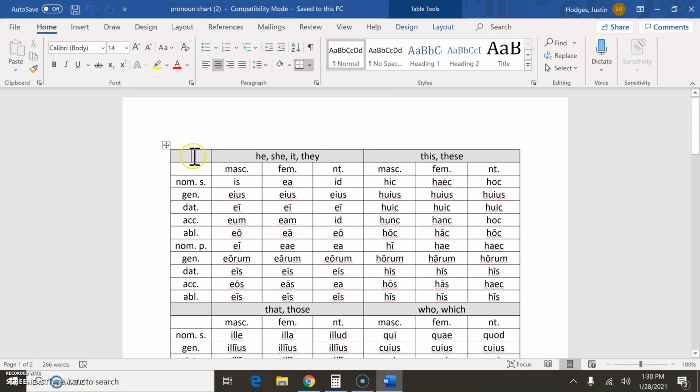Just as a reminder of the different cases. Nominative case is the top row, and nouns and pronouns are in the nominative case when they are the subject of the sentence or doing the action. Nouns or pronouns that are in the genitive case show possession. So, for example, is, ea, id means he, she, or it. Eius, eius, eius. These all mean his, hers, or its, showing possession.